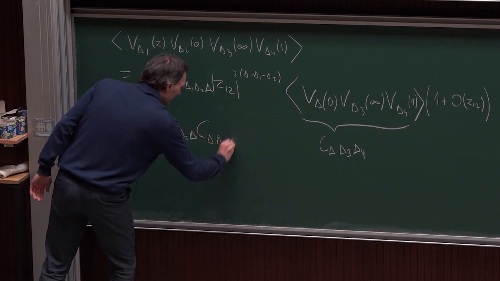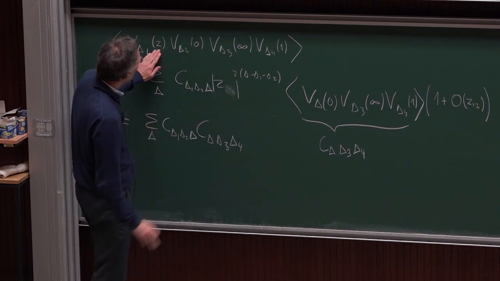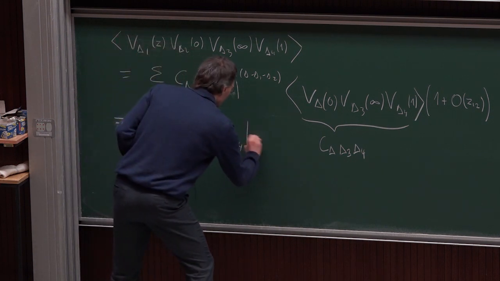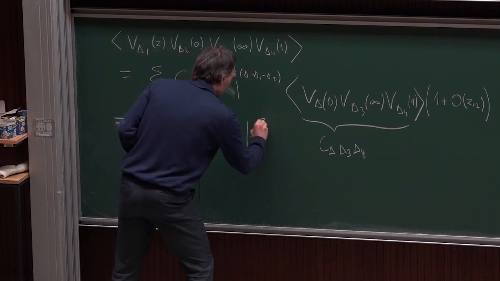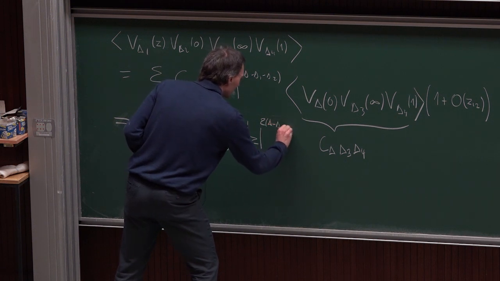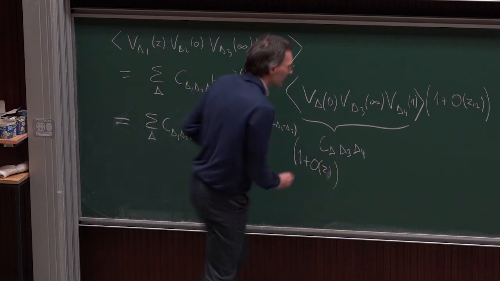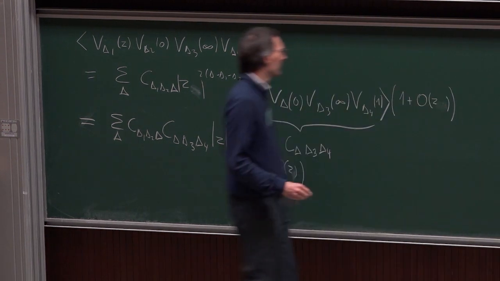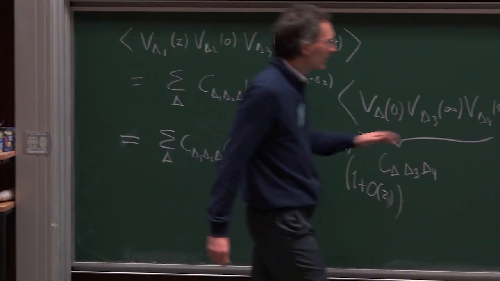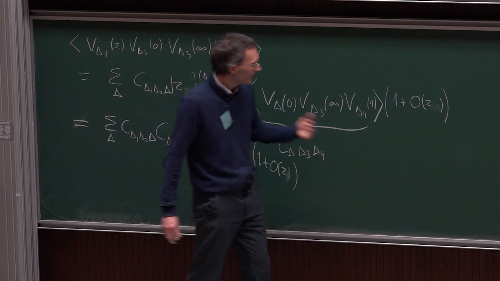So therefore, the 4-point function is a sum over delta of C delta 1, delta 2, delta, times C delta, delta 3, delta 4. Sorry, it's not z1,2 now, it's just z, because z1 is z and z2 is 0. So it's z to the power 2 delta minus delta 1 minus delta 2, times 1 plus order z. Now z1,2 is just z. So this order z hides infinitely many terms, the contributions of descendants.